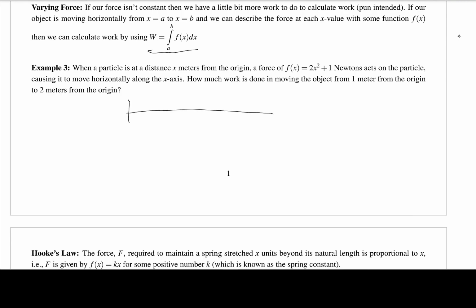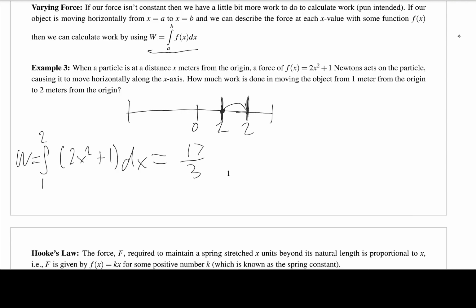So let's say we have this horizontal line. Here's the origin, 0. The particle is currently at 1 meter from the origin, and we want to move to 2 meters from the origin, right? So these are our bounds right here, this 1 and 2. So we're going to be integrating from 1 to 2 our force function, which is 2x squared plus 1. So I have work equals the integral from 1 to 2 of 2x squared plus 1 dx. And integrating this, you should get 17 over 3 joules.